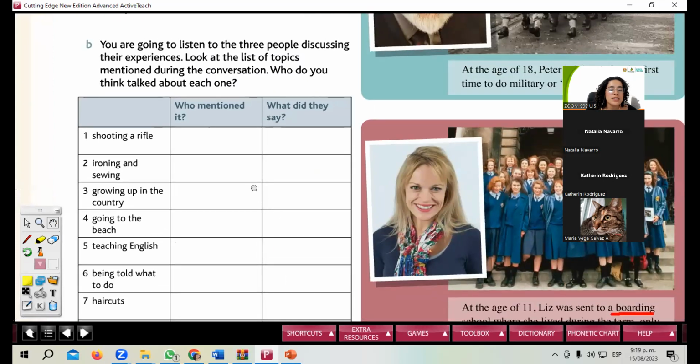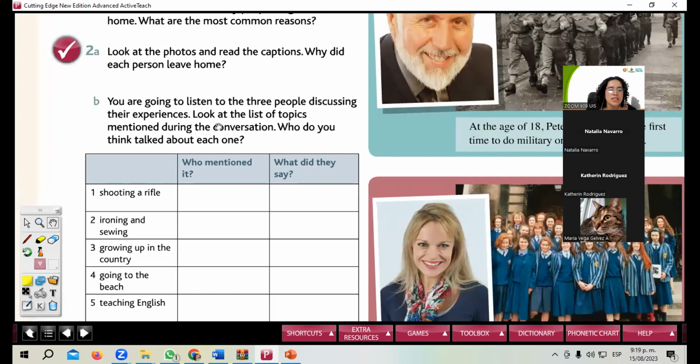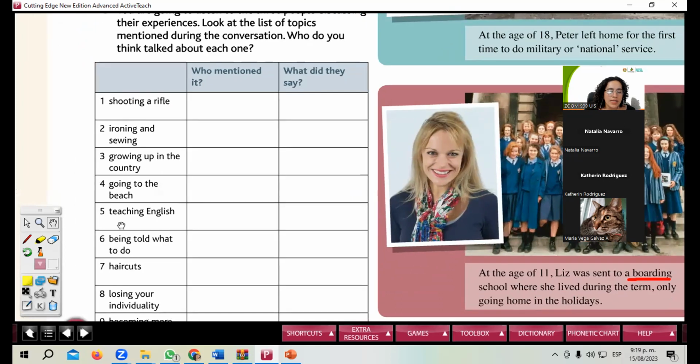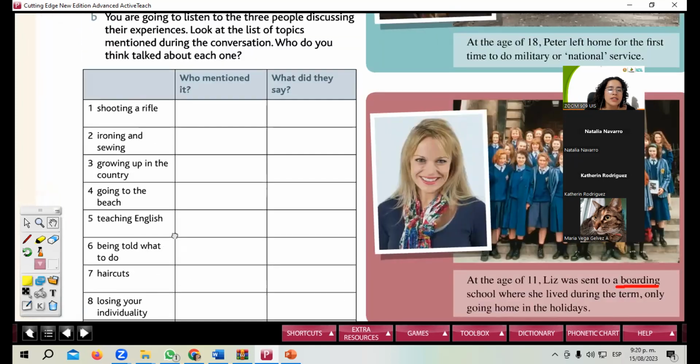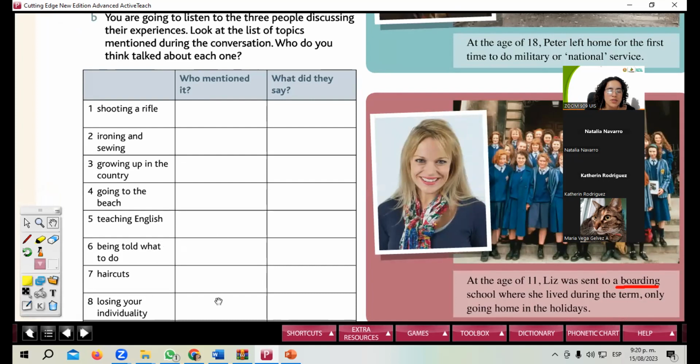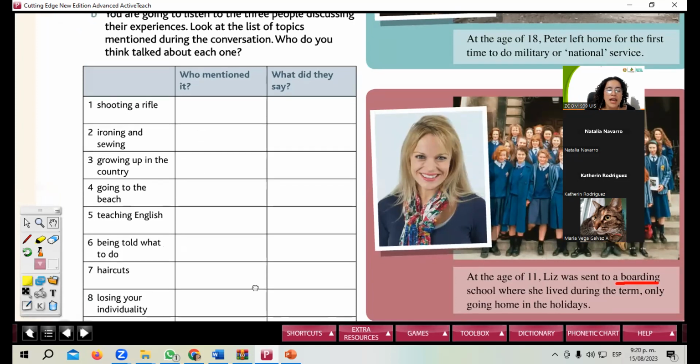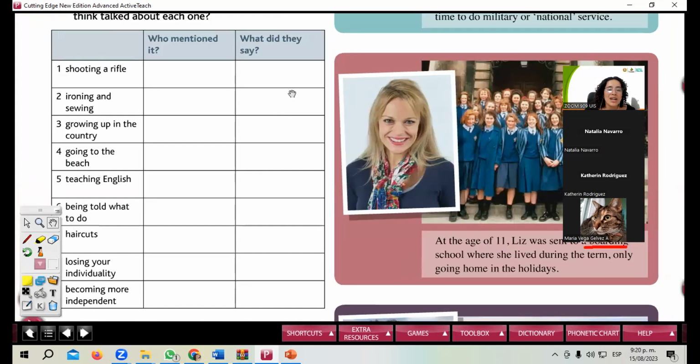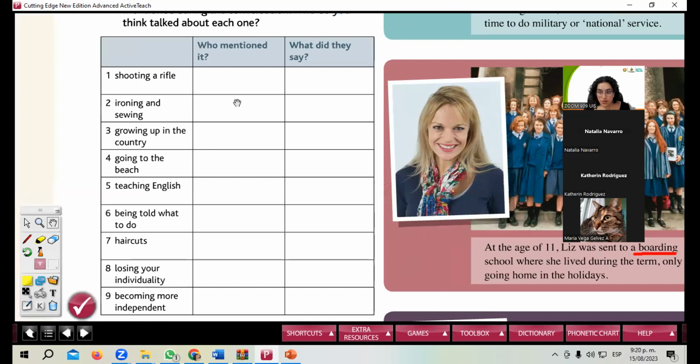All right, so these are the people that we're going to listen to, discussing their experiences leaving home, okay? We're going to see a list of topics here, and then we're going to complete these columns. Who mentioned it? And the third is, what did they say? So we are going to listen. It is a long audio. You have to take notes. Be very attentive. I will put the script as well so you can follow it and write your answers, okay?